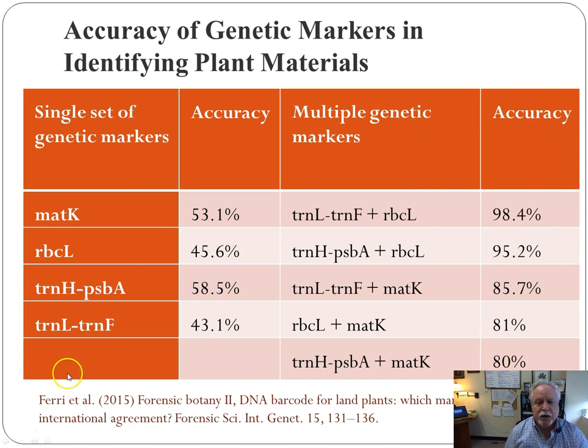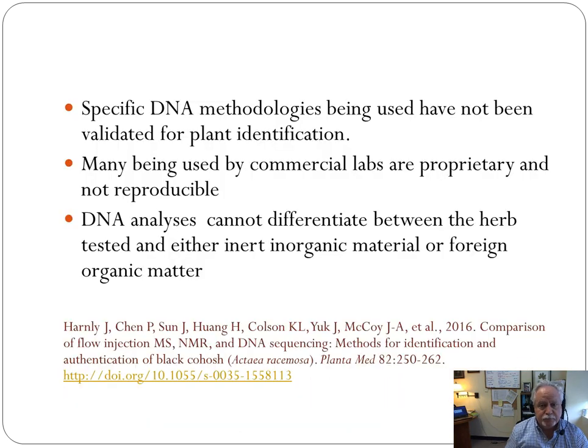So instead of having one DNA barcoding method for all plants, what it turns out we have to do is find a method that's specific to a plant to measure its presence. But that doesn't necessarily tell you what else is there. It just tells you that that plant is present. The other thing we have is that most of the DNA is run in labs and it's proprietary, and we can't reproduce it, so we can't test it.